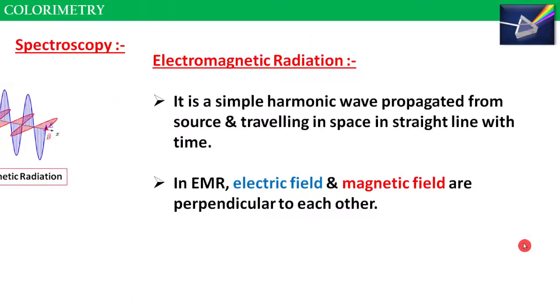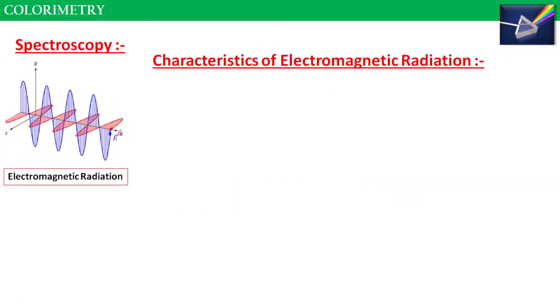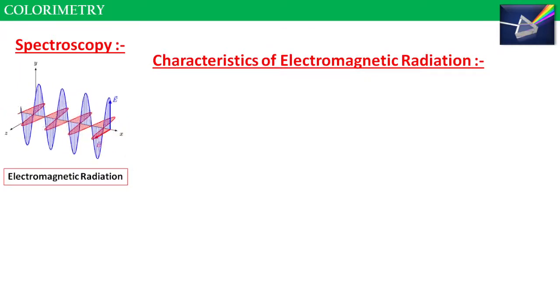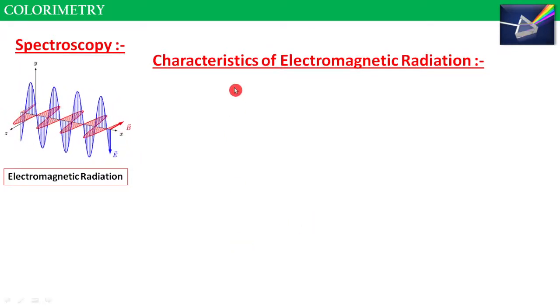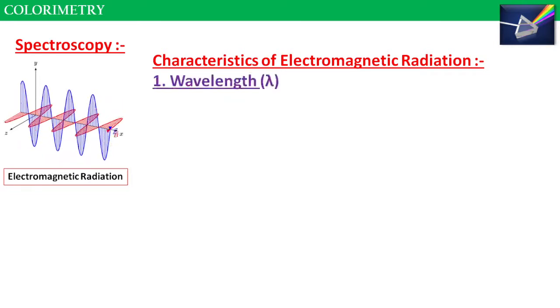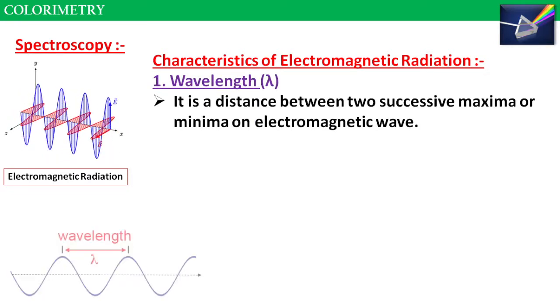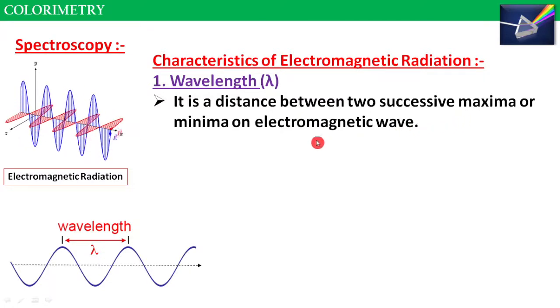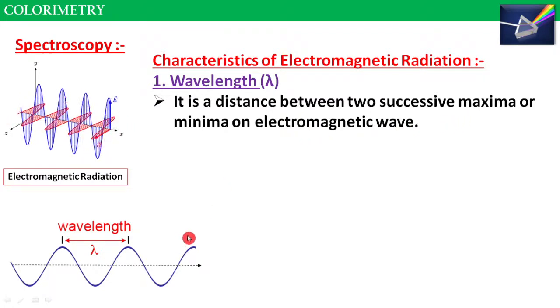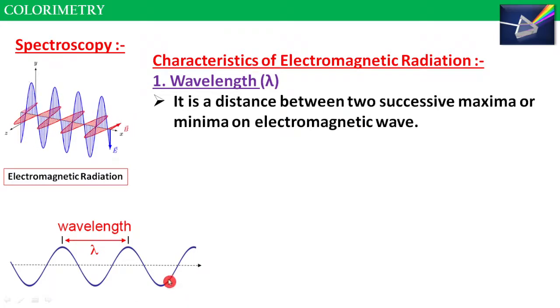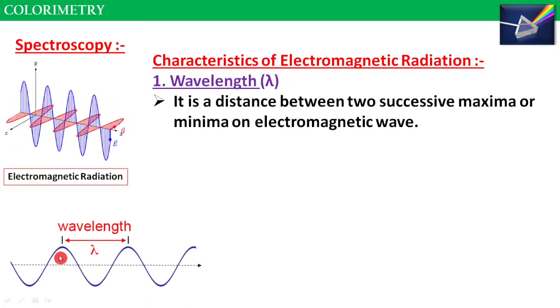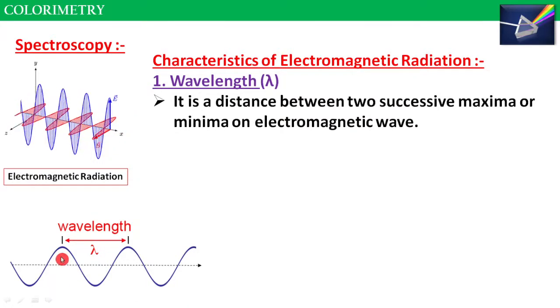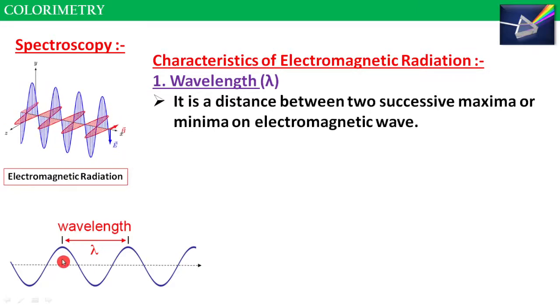Now what are the characteristics associated with electromagnetic radiation? The first characteristic of electromagnetic radiation is the wavelength. So what is the wavelength? It is the distance between two successive maxima or minima on an electromagnetic wave. So this is the electromagnetic wave, and the distance between two crests, or two troughs, is the wavelength.